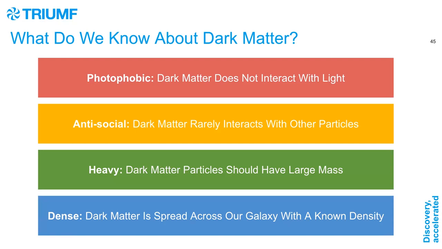I'm not covering it today, but there are telescopes that we deploy, like the Gaia experiment, that carefully map out what we expect the density throughout our universe and even in our own galaxy is. So how do you go and build a detector with only these four things you know?